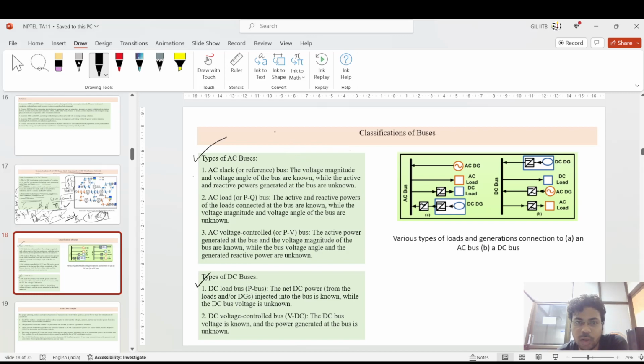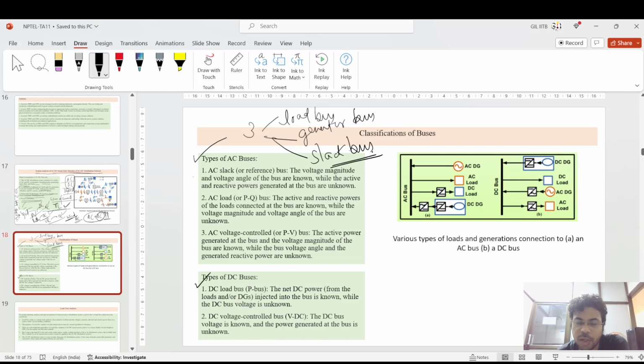If you see what you initially studied in power systems, there are three types of buses. One is the load bus, second is the generator bus, and third is the slack bus. The slack bus is not a real concept. It is just one generator which supplies the transmission losses, plus the difference between the power demand and the power generation.